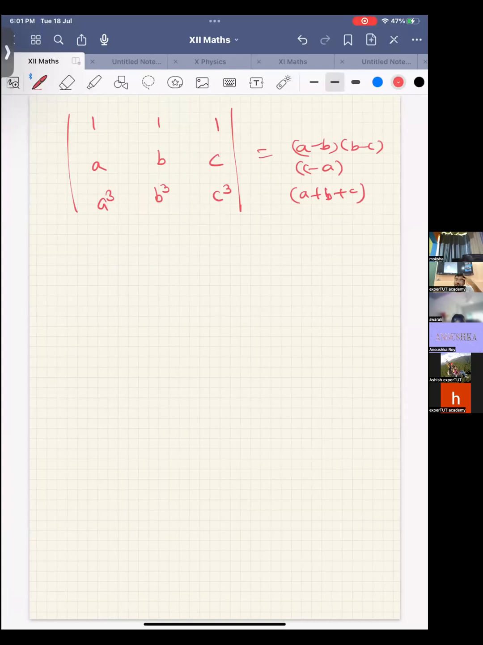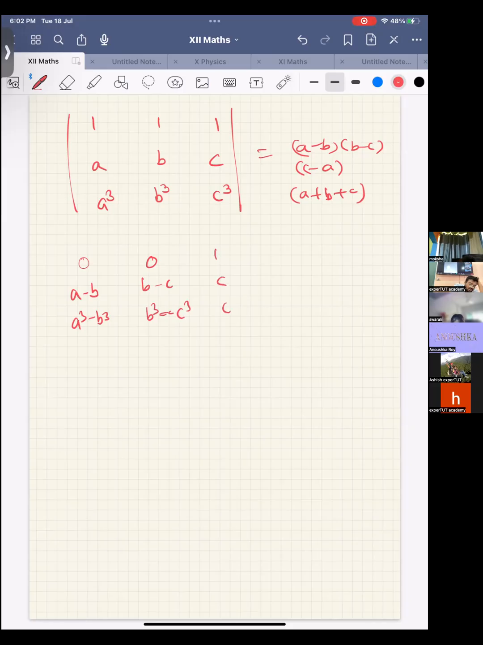So how do you denote A in this? See, what was the first step, what we did? Same as last time. C1 is C1 minus C2, right? And then the C1 column, yeah, correct. If you do C1 is C1 minus C2, you will get 0, A minus B, and A cube minus B cube, and then 0, B minus C, and B cube minus C cube.